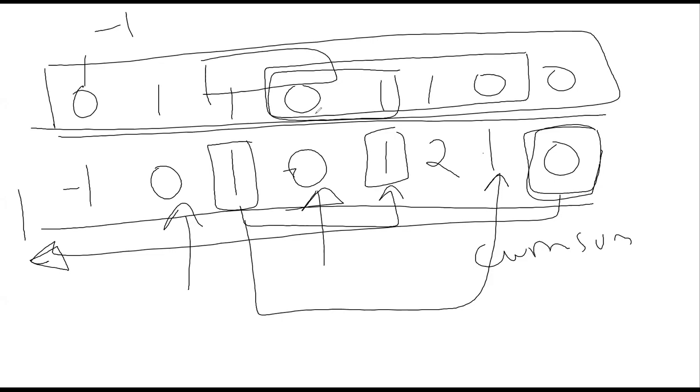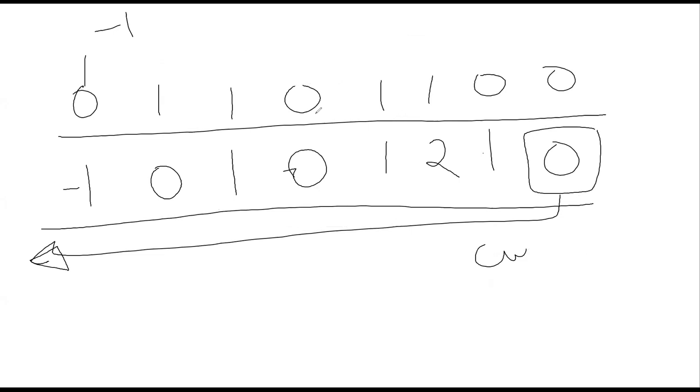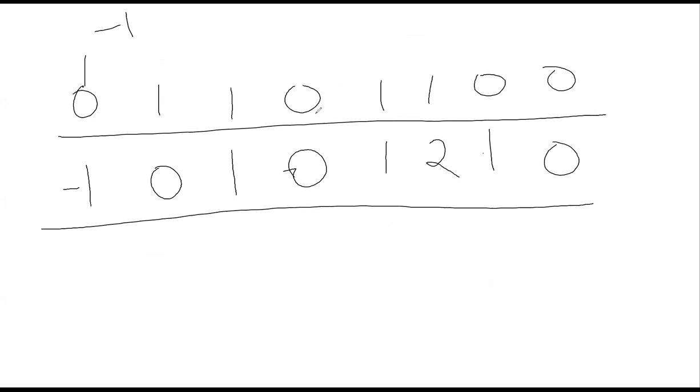Can you repeat? Sure. So let's start with this clean slate. Is this clear till now, how we have computed this cumulative sum array? So every time you see zero, that means you're comparing that subarray which started from the first index, and it has an equal number of zeros and ones. Let's take this one.